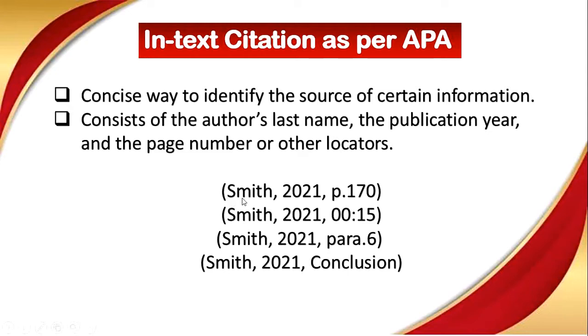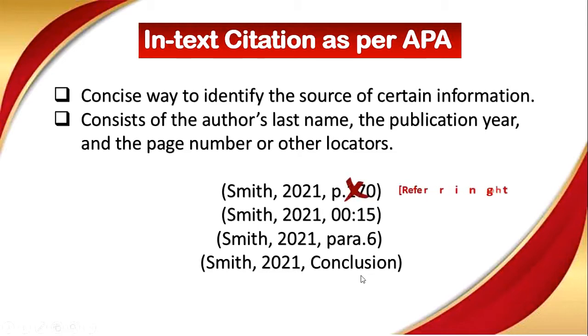First one, let's say that the author's full name is Stephen Smith. So Smith is the last name. Smith comes first, then put a comma, then the publication year is 2021, then put a comma again, then the page number is mentioned. In the second example, you see the structure is the same and there is a timestamp. Then in the third example you see the paragraph number, and in the last example you see there's a conclusion or a heading, as I mentioned before.